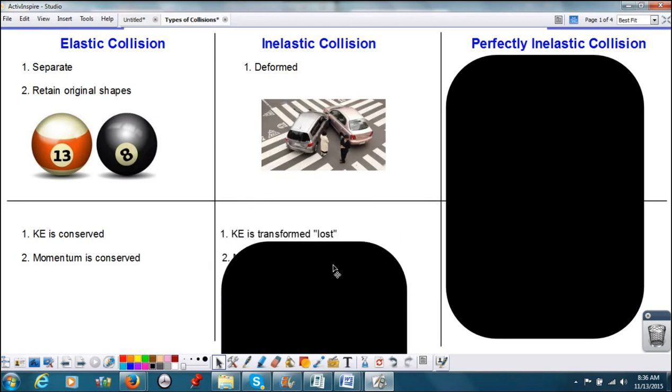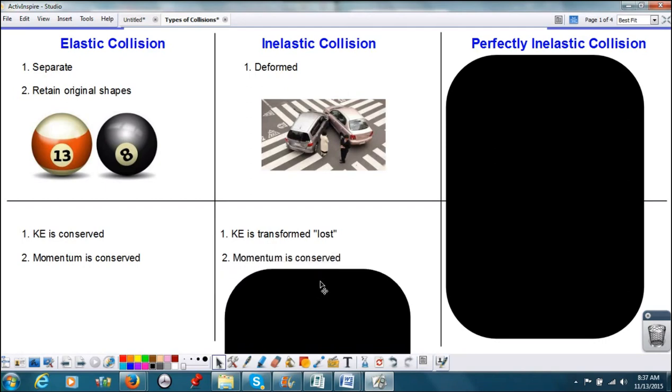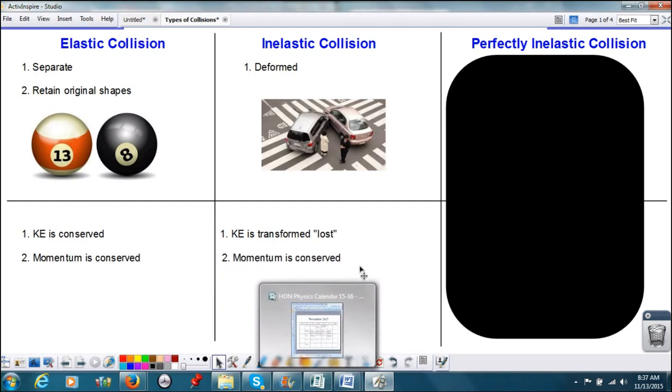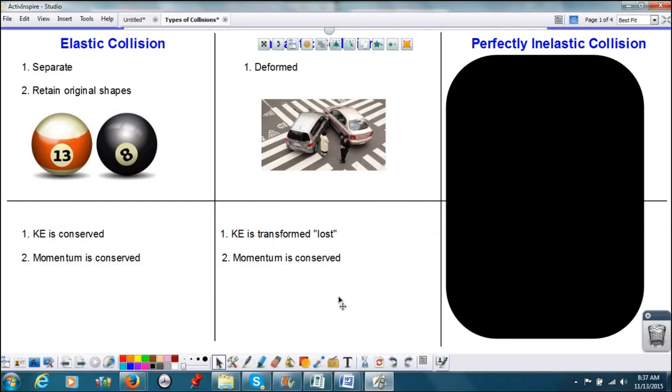With inelastic collisions, kinetic energy is transformed into another type of energy. It is quote-unquote lost. So kinetic energy becomes another type of energy. We cannot use an equation that says the kinetic energy before equals the kinetic energy afterwards, because it is not going to be the same. However, momentum is conserved. So the total momentum beforehand is equal to the total momentum afterwards.